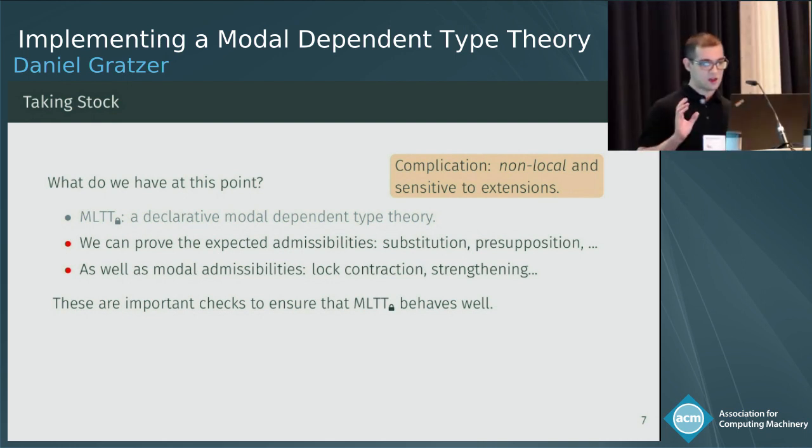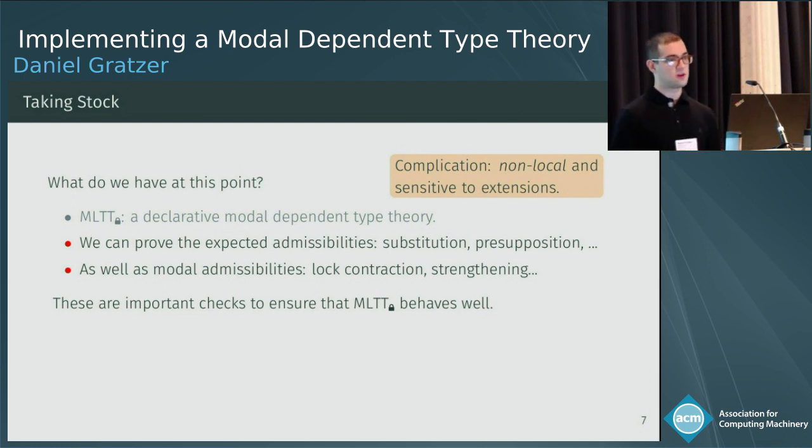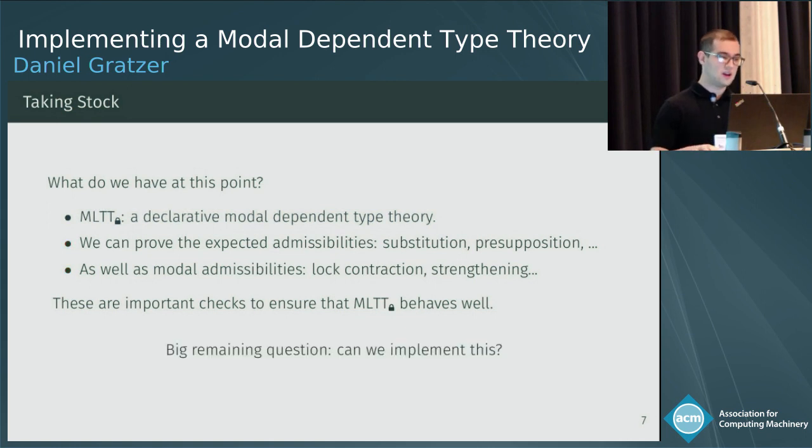And these last two bullet points, they're admissibilities. And admissibilities are fundamentally non-local properties. When you add a rule, it's not like you just check that the admissibility is true for that rule. It ripples out throughout the entire system. So when we add these locks to the context, the rules for substitutions all have to be changed, because otherwise we're going to fail to satisfy the admissibility of substitution, as well as other things. So that requires quite a bit of tweaking, but at the end of the day, we can do it. And now we only have one big remaining question, which is, can we actually implement this calculus? Can we write down a type checker for it?